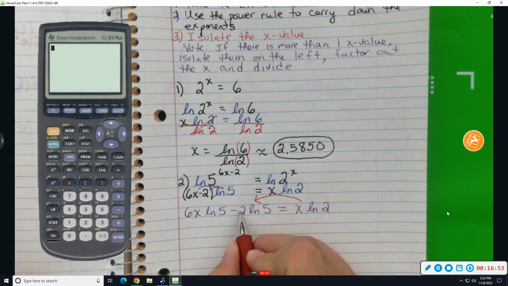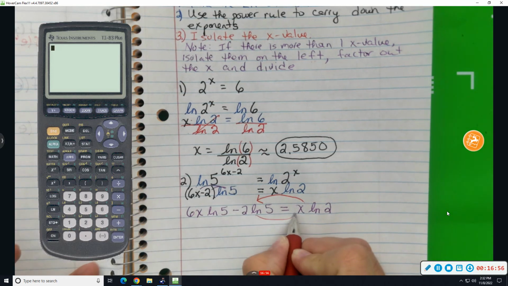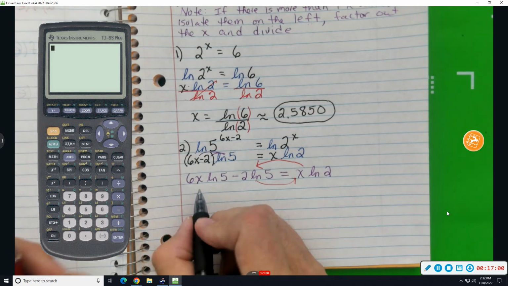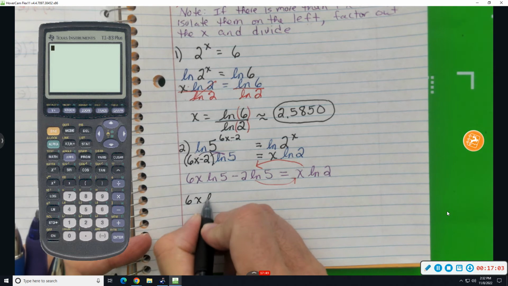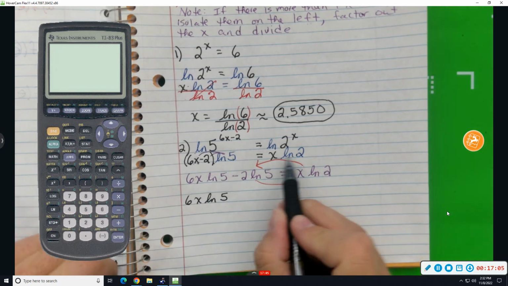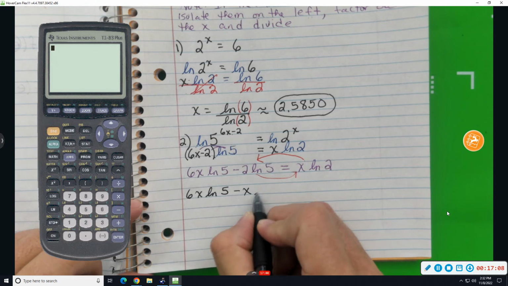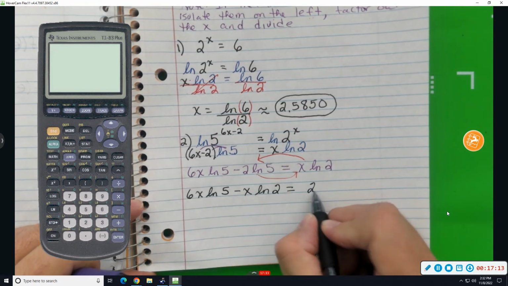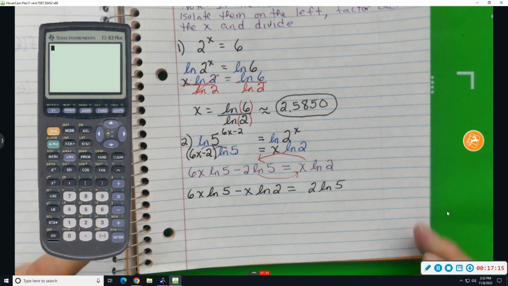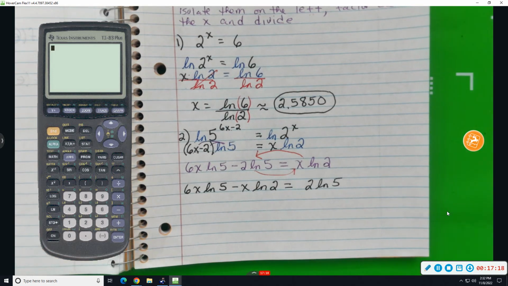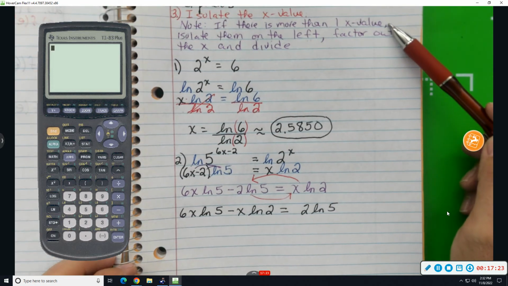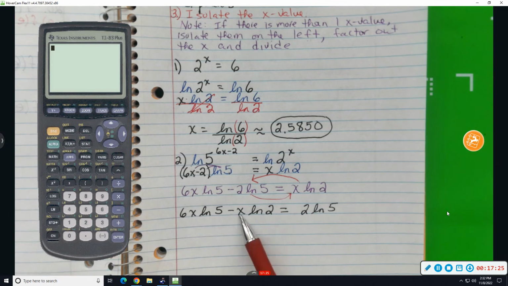And I'm going to move this negative 2 ln 5 over to the right. So we have 6x ln 5, then a minus x ln 2 equals 2 ln 5. There's more than one x value. Isolate them on the left. I've done that. The two x values are on the left.